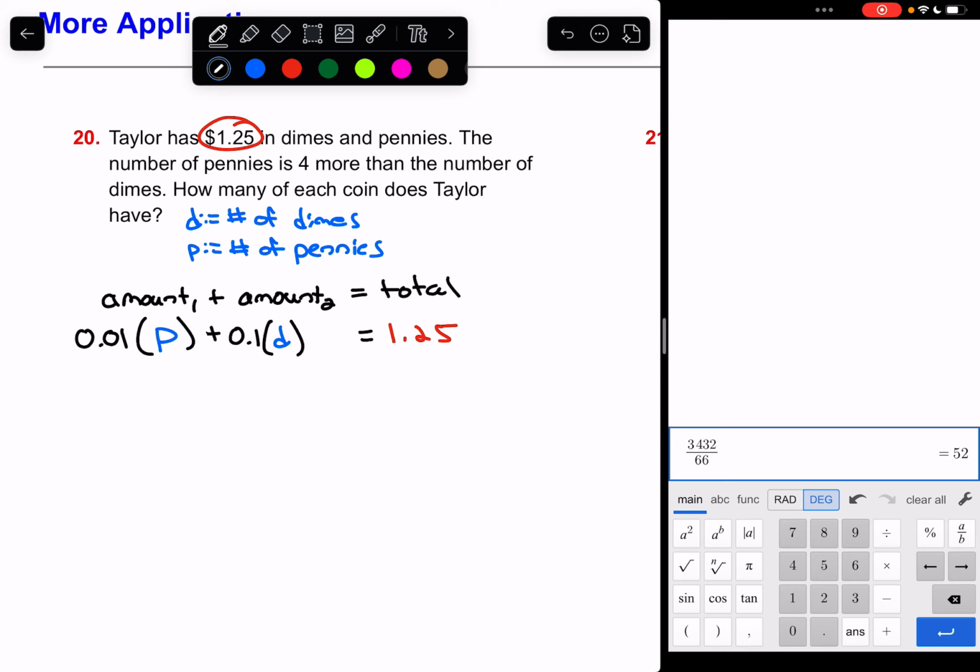But this is not good enough, because it says in this middle sentence that the number of pennies is 4 more than the number of dimes. Okay, so this says to me pennies is equal to dimes plus 4. So where I see a P in my equation down here, I'm going to write D plus 4 in its place, but I'm going to leave everything else the same.